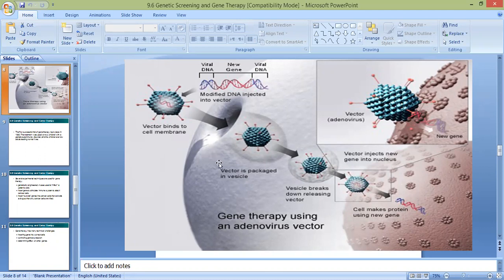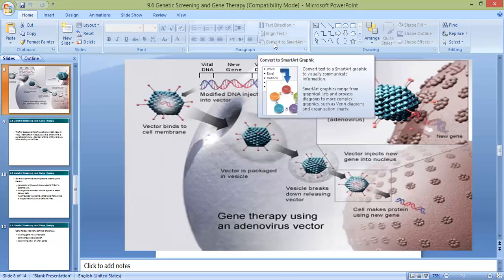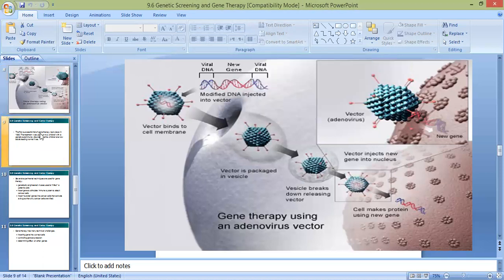You see? Vector is packaged in a vesicle. The vesicle breaks down releasing the vector. Then the cells make protein using the new gene. They start to use this new gene to express a new protein. Okay, and this is one way of gene therapy, using adenovirus in treatment of some cancer diseases like blood disease, because the blood cells are made by the bone marrow, and the bone marrow has stem cells. Did you get the idea, guys?